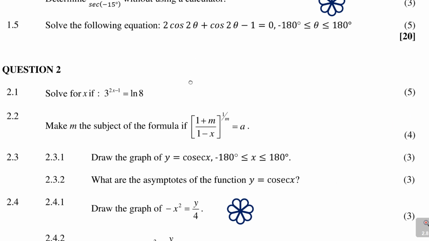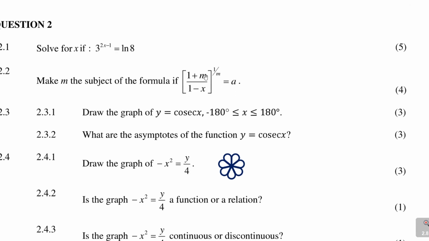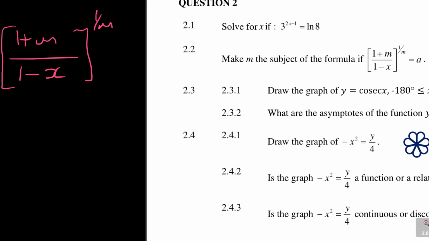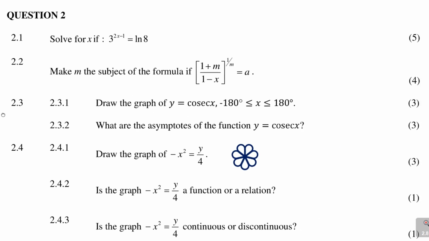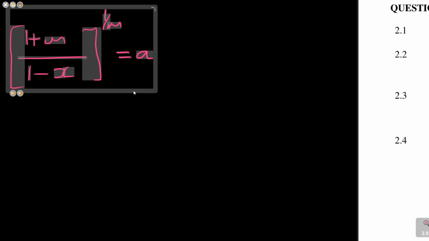Next one, it says make m the subject of the formula if m is equal to a. 4 marks. So whenever you look at this question like this, let me write it down quickly. They want to make m the subject. So what I have here is 1 plus m over 1 minus x, and then you do this 1 over m is equal to a, right? They want me to make m the subject. Okay, so let's do this and work on it from here.